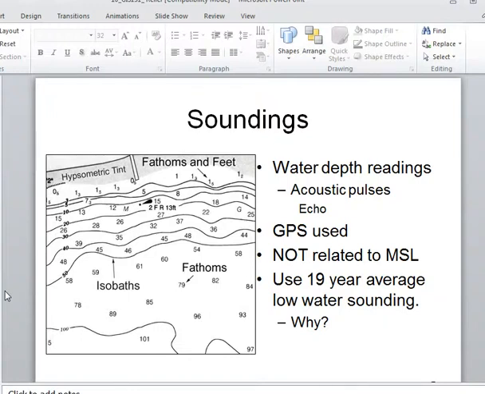Why would you think that would be more important to use? Brett, what do you think? Right. That's the most critical part, right? Because I don't want to touch bottom on a ship. So I don't care what the high is. I need to know what the low is. So that's where they use the low.